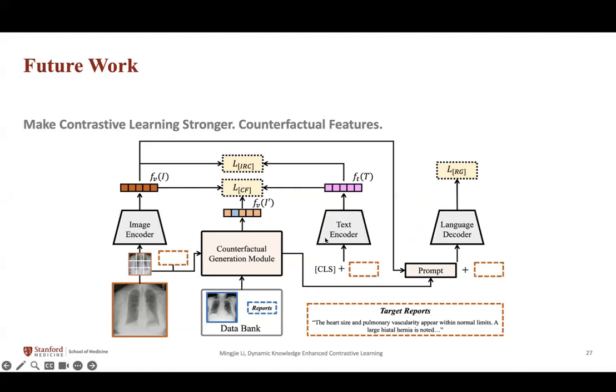And here is an overview of our work on how to build the counterfactual features to generate the new report. This paper is under review at ECCV, and we are still waiting for the final decision. We have already published the DCL code, and we will also publish this code after the final decision.